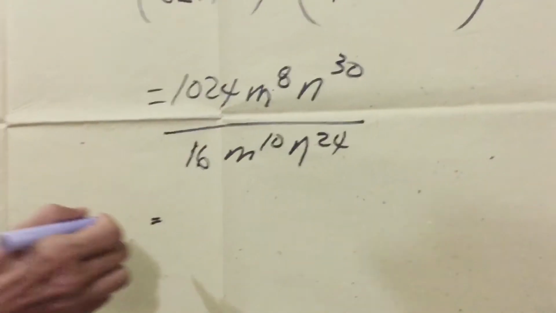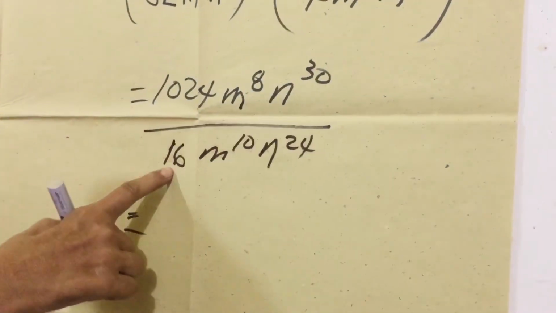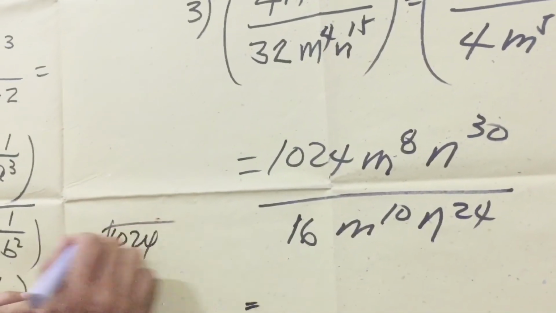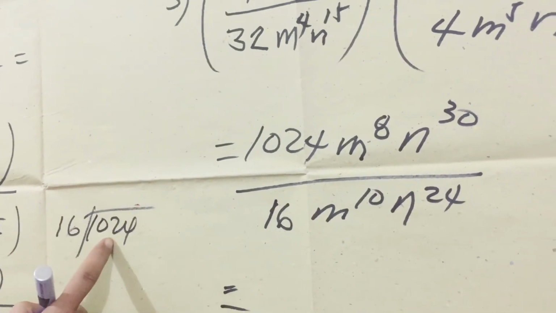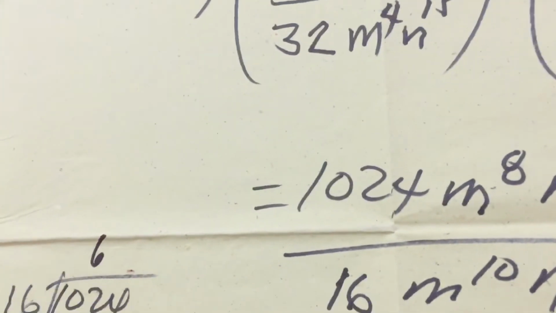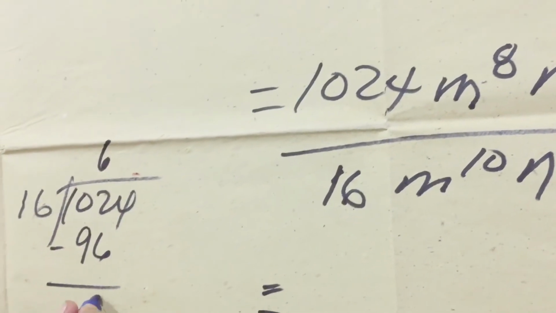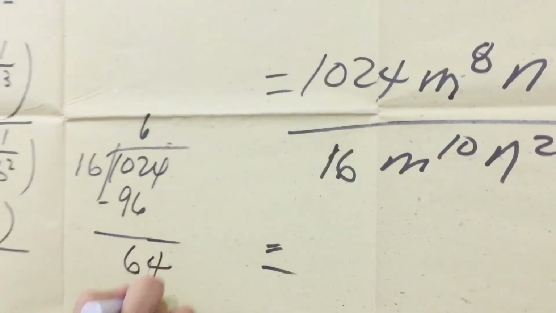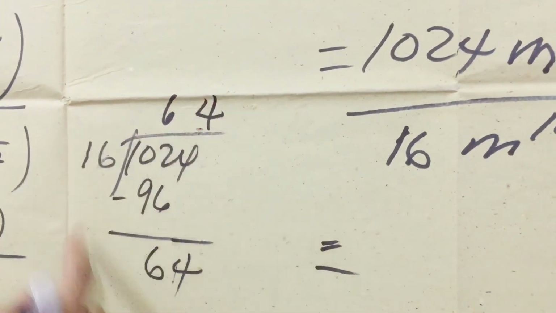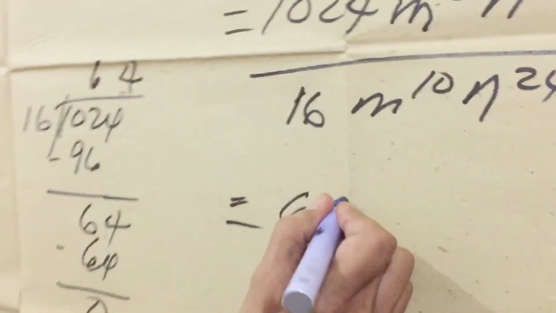Simplify again. 1024 divided by 16. Okay, divide po natin dito. 1024 divided by 16. Okay, 102 ang possible. So, 102, that is 96 po. Minus. 102 minus 96 equals 6. Okay, bring down 4. 64 divided by 16. We have 4. 4 times 16 equals 64. 0. So, our answer is 64.